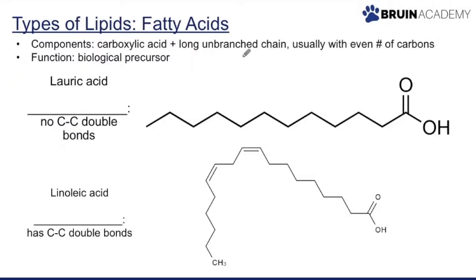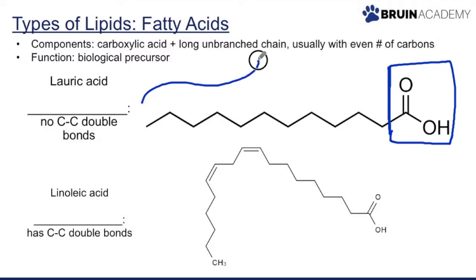So we're going to go over the first type, which is called a fatty acid, and these are like the biological precursors. They are the foundation for a lot of bigger lipid molecules, and they're composed of a carboxylic acid with a long unbranched chain. So let's take a look at lauric acid here. We have that carboxylic acid as well as that chain of hydrocarbons, and usually there's an even number of them, not always, but here we have 1, 2, 3, 4, 5, 6, 7, 8, 9, 10, 11, 12, which is an even number.